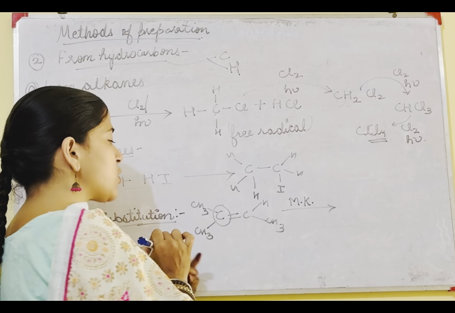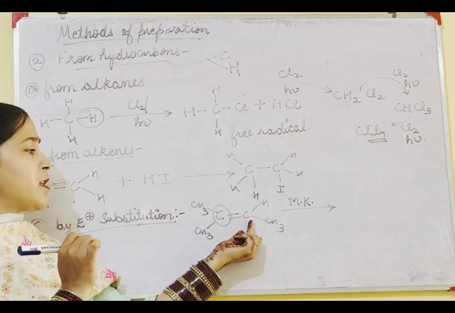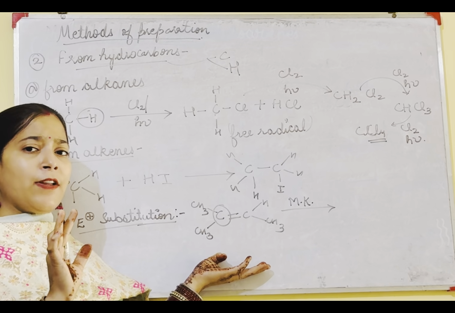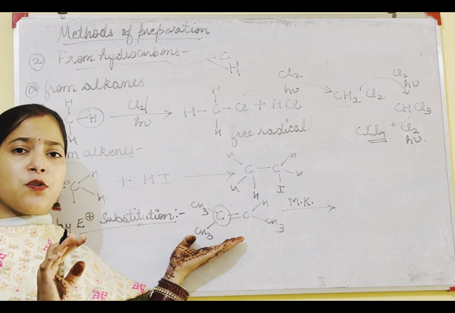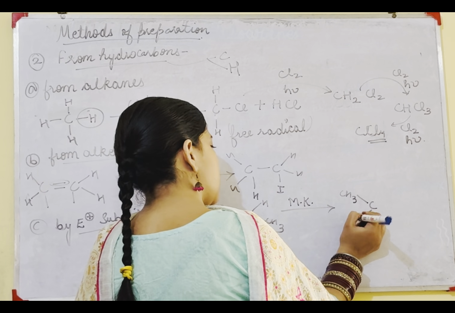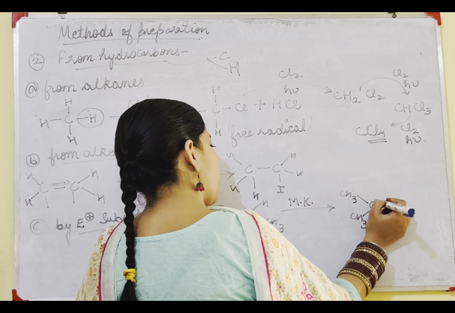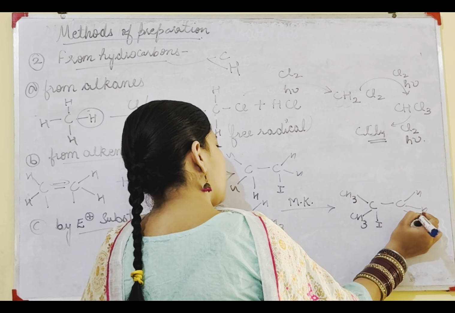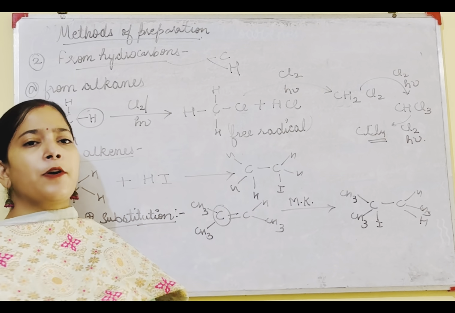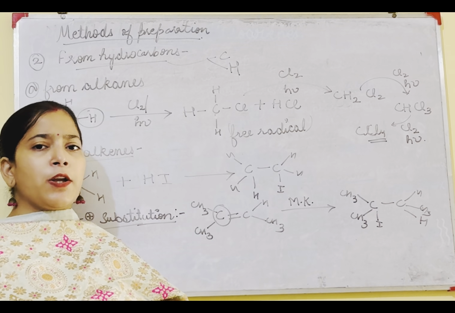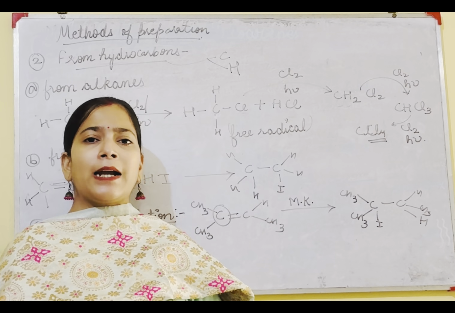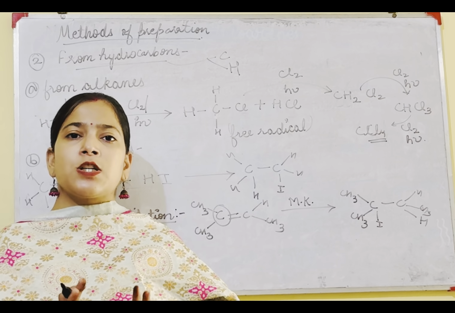This carbon is more substituted because one side is occupied by carbon, all the 3-4 bonds are joined with carbon. So this carbon is more substituted. So what will be the product? CH3, CH3. Here iodine will be added and here hydrogen will be added. So this will be your product. This is according to Markovnikov rule. This is a very important rule which says that the halide group goes to that carbon which is more substituted.